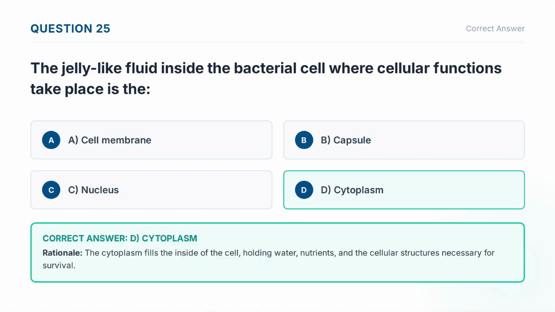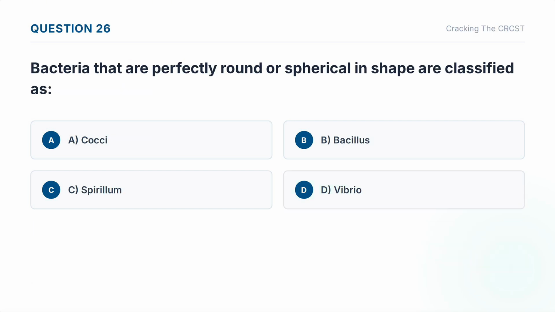Correct answer, D. cytoplasm. Rationale: The cytoplasm fills the inside of the cell, holding water, nutrients, and the cellular structures necessary for survival. Question 26. Bacteria that are perfectly round or spherical in shape are classified as A. cocci, B. bacillus, C. spirillum, D. vibrio.